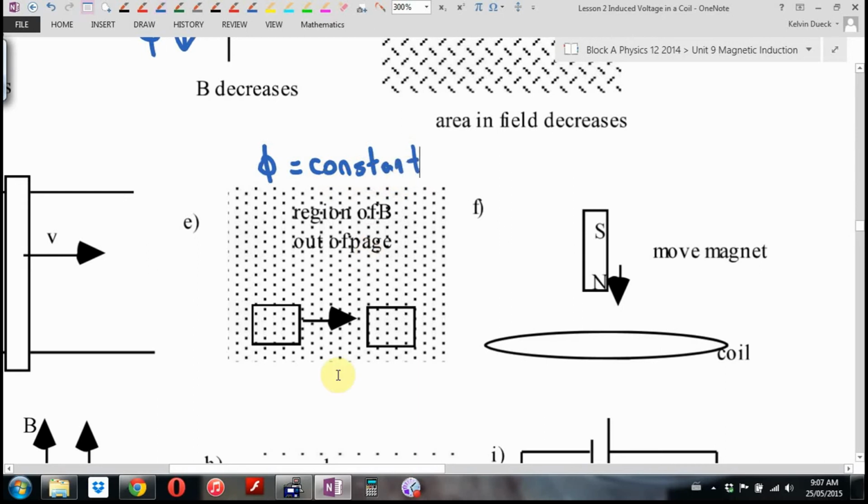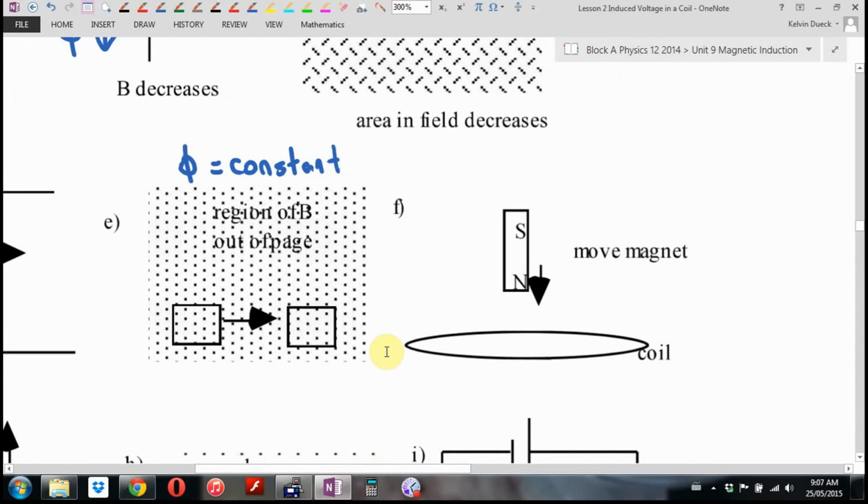What about in situation F? If I move the magnet towards the coil, what's that the same as? Moving the coil towards the magnet. What's that the same as? Increasing the magnetic field. You're going to have an increasing flux.